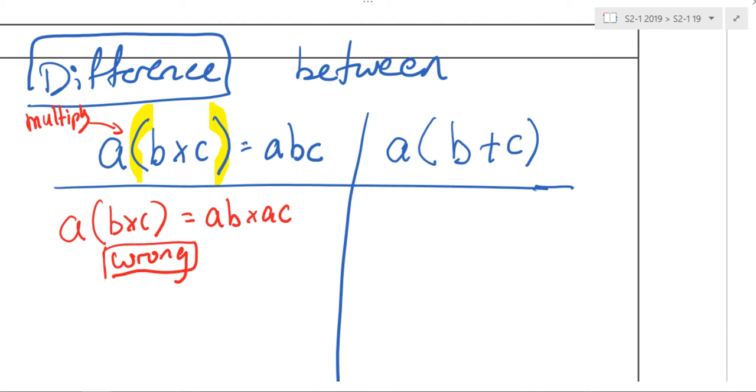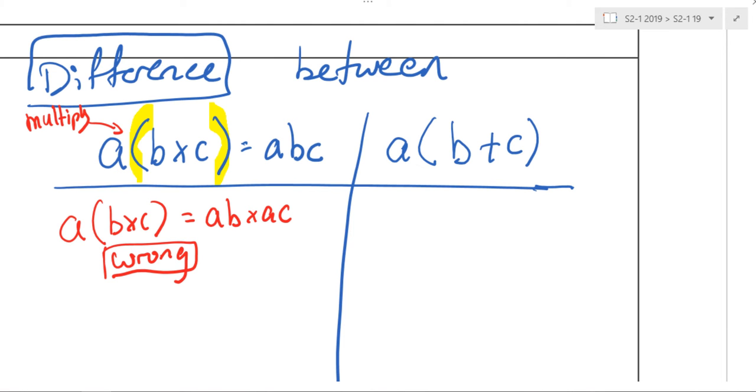I repeat. This bracket here means multiply. Multiply means A multiplied by B multiplied by C. So, what's the answer? A times B times C. Do you follow? You still think it's AB, AC? Okay. So I failed.